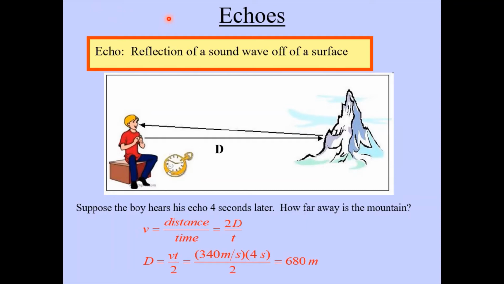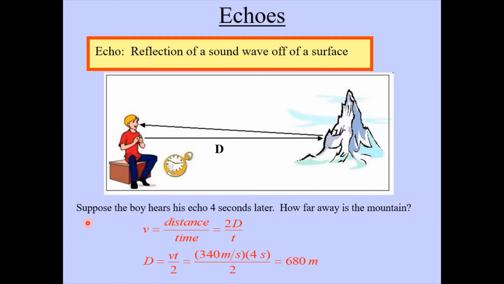All waves reflect off of surfaces when they encounter a surface. And sound waves are included, and for sound waves we call this an echo. So an echo is a reflection of a sound wave off of a surface. So in this example here, here's the boy, and he claps his hands. So the sound wave travels distance d to this mountain here, and it bounces off, and then it comes back the same distance, d again, and he hears it sometime later.